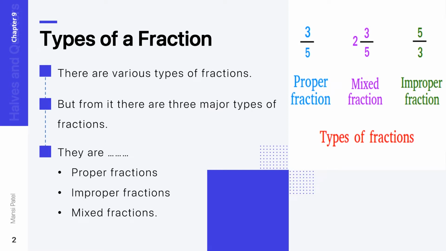So see here in the example, and you know already, a fraction has two parts. One is the numerator and the second one is the denominator. Here you can see in these three different types of fraction the numerator as well as the denominator. But how do they differ from each other? So let us see further.